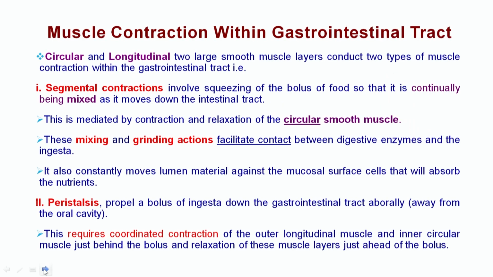Now we will be talking about muscle contraction within the gastrointestinal tract. In the gastrointestinal tract, there are two types of muscles: circular muscles and longitudinal muscles. Circular muscles are involved in segmental contraction, which helps in mixing the food particles. These mixing and grinding actions facilitate contact between the digestive enzymes and the ingesta. It also constantly moves the lumen material against the mucosal surface cells that will absorb the nutrients.